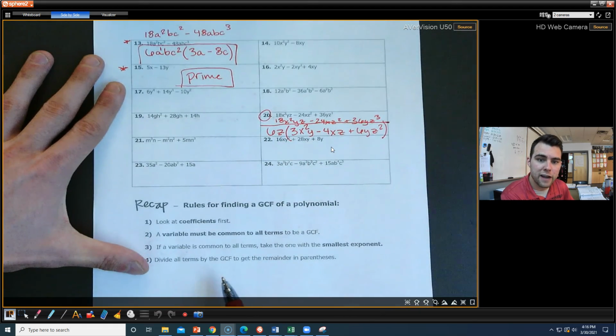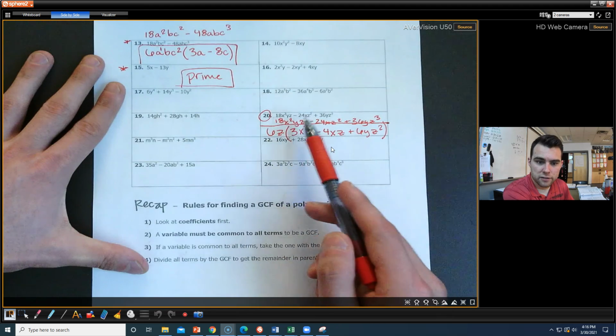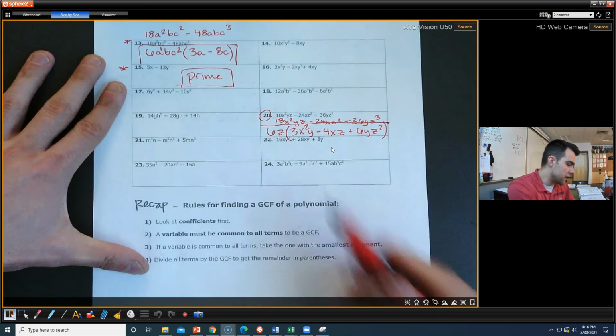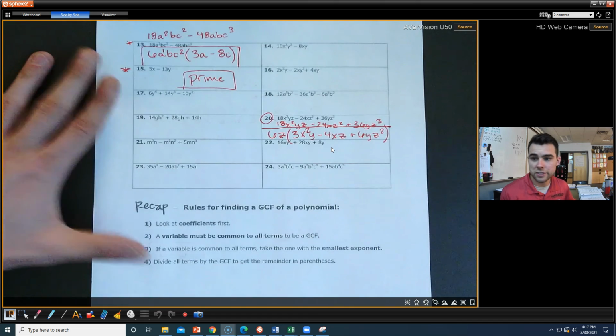And then finally, we divided all the terms by what our GCF was, what we factored out, to get our remainder in parentheses.